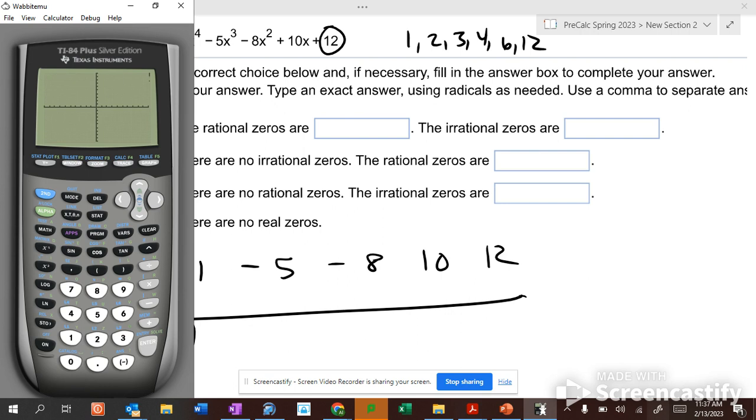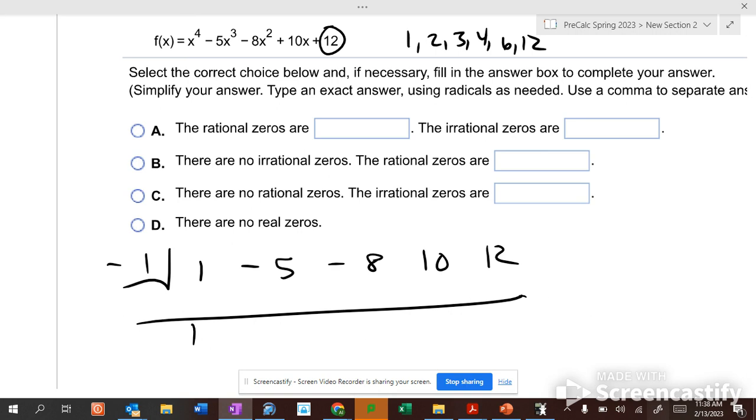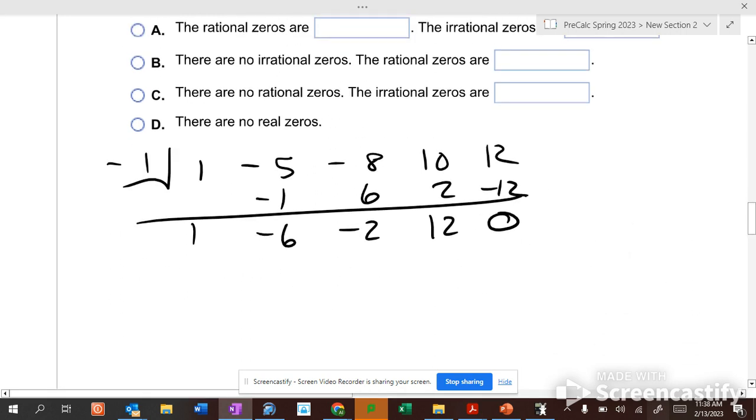If we graph that, it looks like we cross at like a 1.5. 1, 2, 3, 4, 5, 6. Looks like we cross at 6. Looks like we might cross at -1. So let's try -1. -1 gives me a -1, which is a -6, which is a +6, which is a -2, which is a +2, which is a +12, which is a -12, which is 0, and that checks. So -1 is a root. It also looked like +6 was a root.